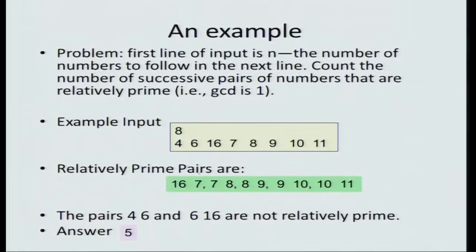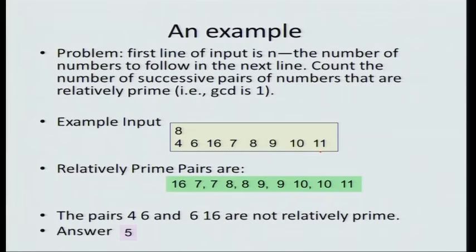Two numbers are relatively prime if their GCD is 1. So 16 and 7 are relatively prime. 4 and 6 are not, because they have a common factor of 2. 6 and 16 are not, they have a common factor of 2. 16 and 7 don't have a common factor other than 1. 7 and 8 are similarly relatively prime. 8 and 9 are relatively prime. 9 and 10 are relatively prime, and 10 and 11 are relatively prime. So these are the relatively prime pairs.